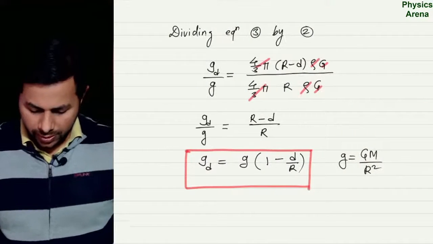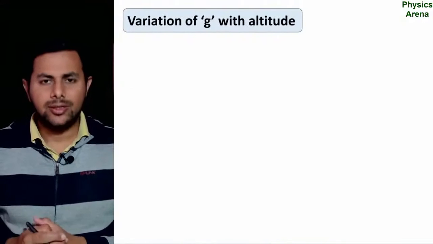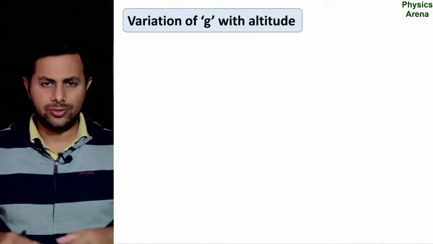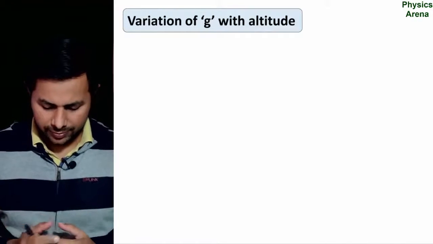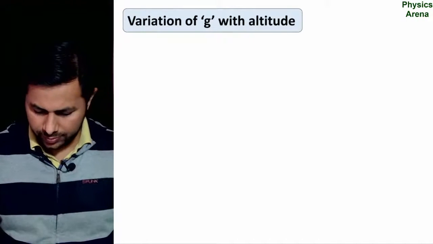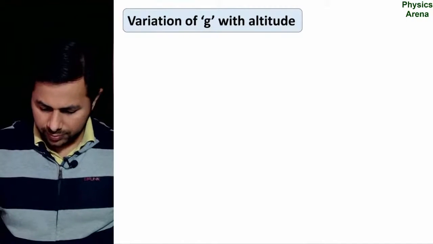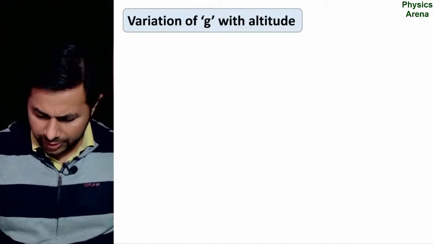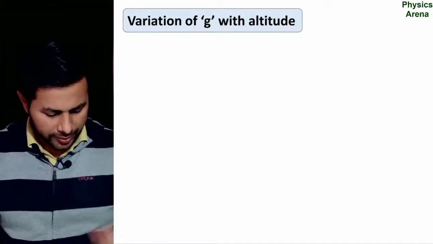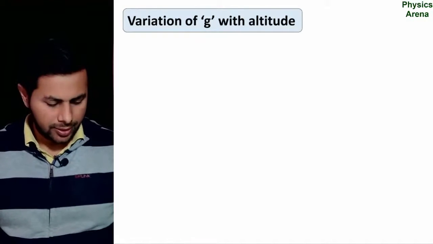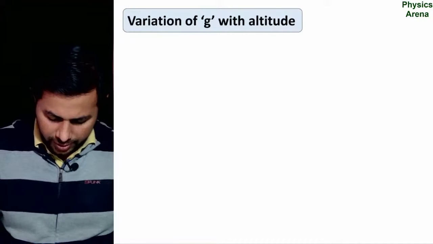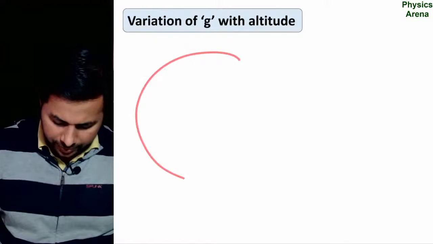Okay, good. So after that, we'll discuss another variation in g, that is variation in g due to the altitude. So let's draw a sphere again. Yes, Naresh, notes will be available on Google Classroom after we end this chapter.